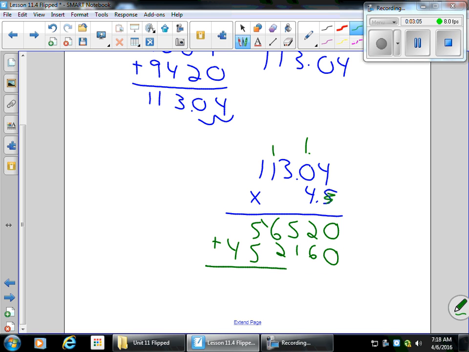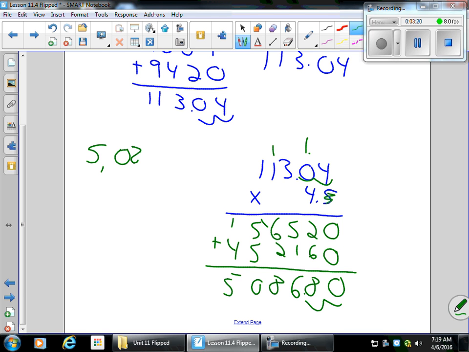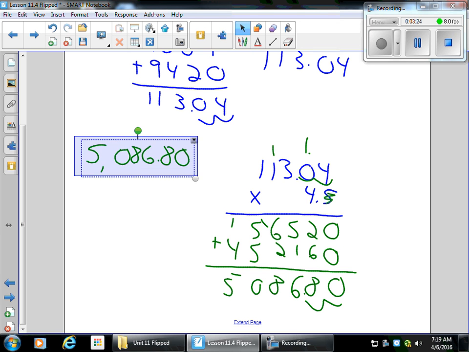Go ahead and add these up. I have a 0, I have an 8, I have a 6, I have an 8, a 10, and I have a 5. Two numbers are after the decimal. Boom. So my answer is 5,086.80. All right. We aren't done though.